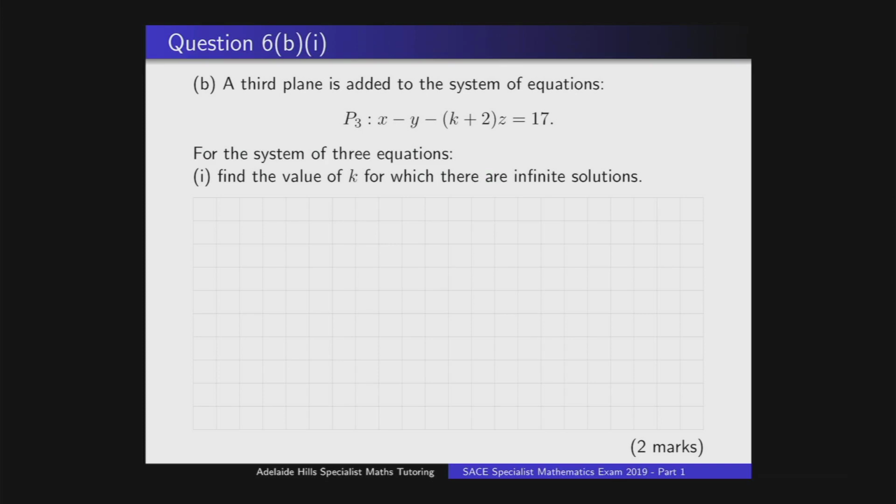So we've got the first two planes, 1 and 2, have an infinite number of solutions along that line. And so P3, if we're adding P3, we want to continue to have an infinite number of solutions, and the line of intersection has to be embedded in the plane P3. Okay, so what we're going to do is we're going to substitute into P3 the parametric form for the line.